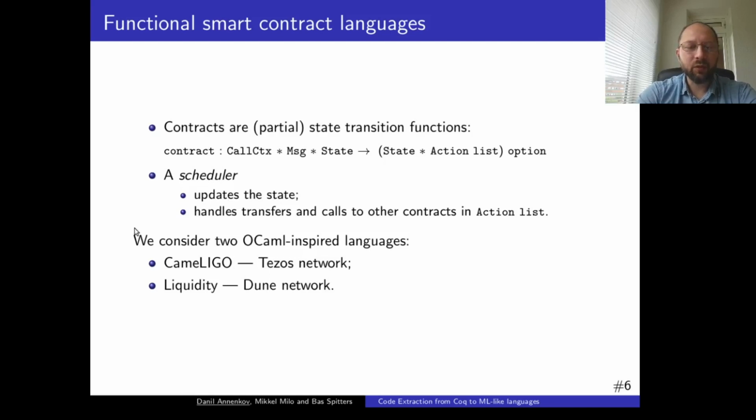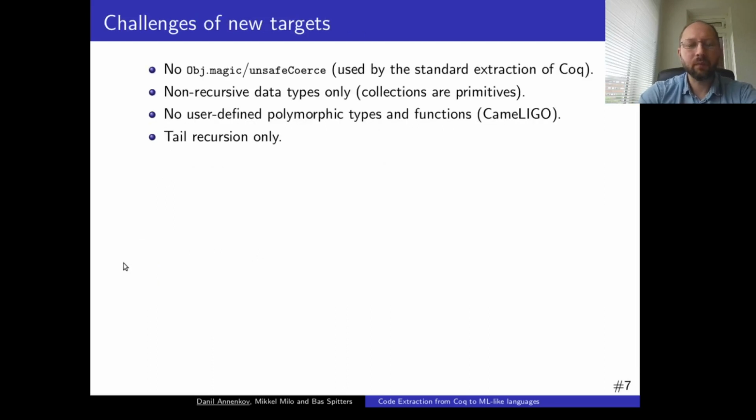In this work, we consider two OCaml-inspired languages for smart contracts, namely CameLIGO for the Tezos network and Liquidity for the Dune network. Since we considered new target languages which are different from the conventional targets such as OCaml and Haskell, we also discovered several new challenges. In particular, it's well known that the type system of Coq is very expressive. That means that extracted programs sometimes cannot be type checked in the target language type system.